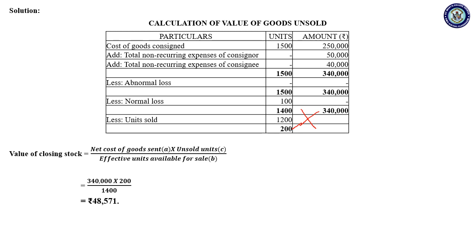So this is illustration number 1. In the next class we'll continue with the next illustration. When you attend the next online class, please be thorough with the format as well as the calculation pattern: the calculation of closing stock when there is a normal loss, and when there is no normal loss, the calculation of abnormal loss. Then you have to be thorough with the formats. So we'll see in the next class.